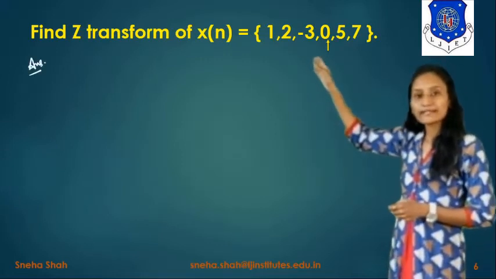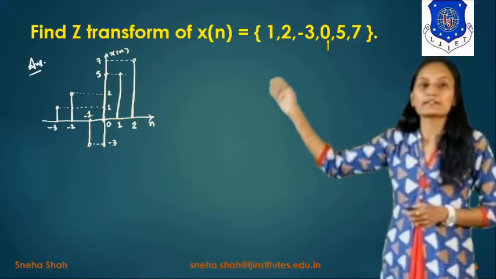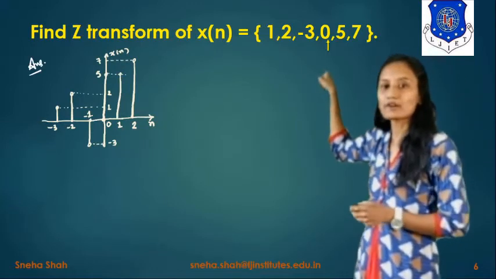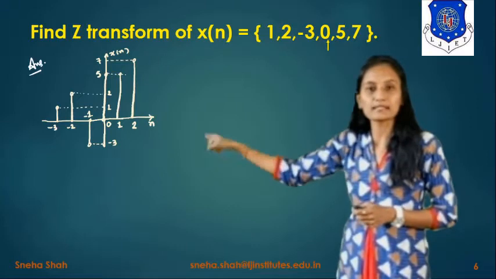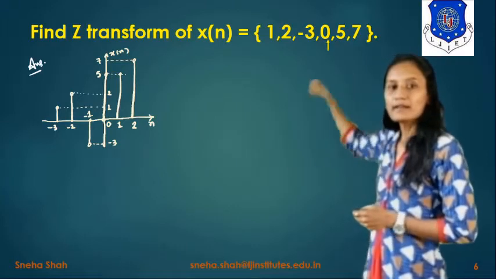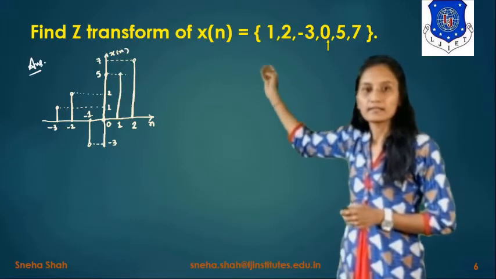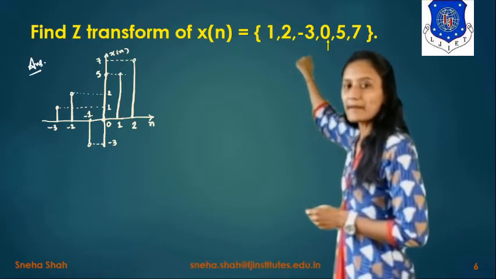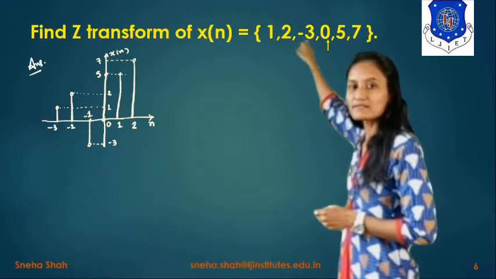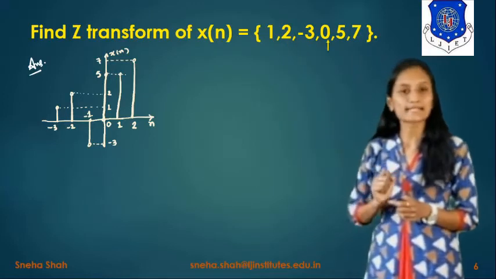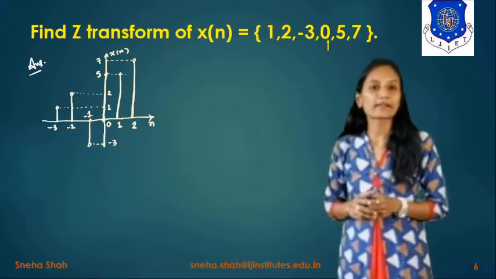So if we draw the graph of this sequence, it will look like this, x of n versus n. You can see that at n equals 0 its value is 0, at n equals 1 its value is 5, and at n equals 2 its value is 7. Before 0 its value will be minus 1, so at n equals minus 1 its value will be minus 3. Likewise for the whole sequence. So this one is x of n.